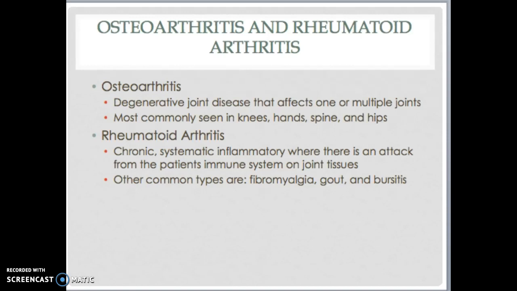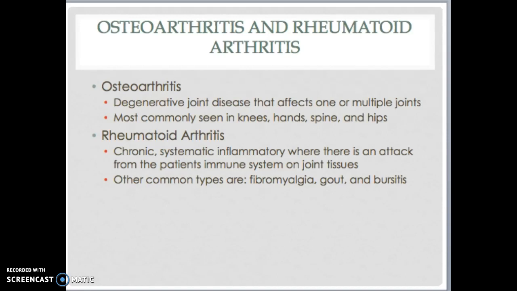Osteoarthritis, it's a degenerative joint disease, affects one or multiple joints. It also has its hotspots. So, it can be seen mostly in your knees, hands, spine, and hips. Basically, the joints that you use the most. And it also affects, for the most part, the ones that have the most range of motion. So, like your spine, your hips, and your knees, they have a good amount of range of motion. And then your hands you're using all the time, so it develops osteoarthritis as well.